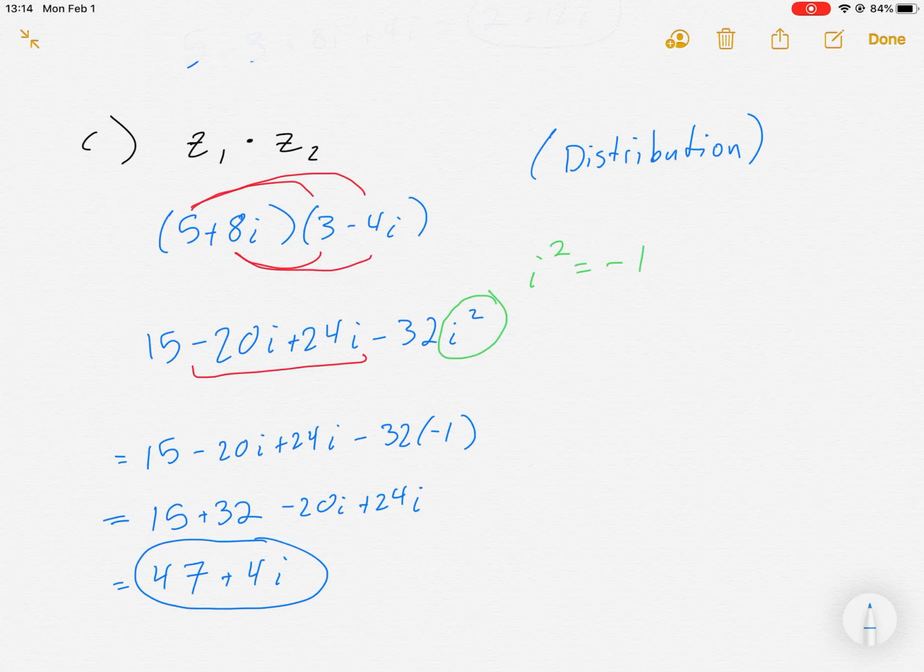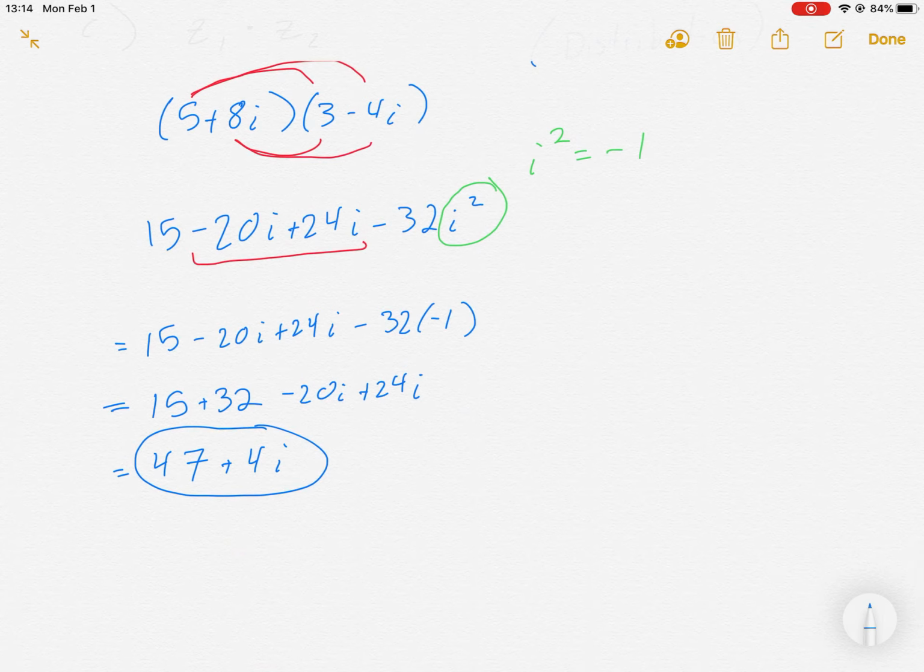Notice that this is just another complex number. We haven't somehow left the complex numbers with i squareds. We still have a number in the form a plus bi. So this is still a standard complex number.